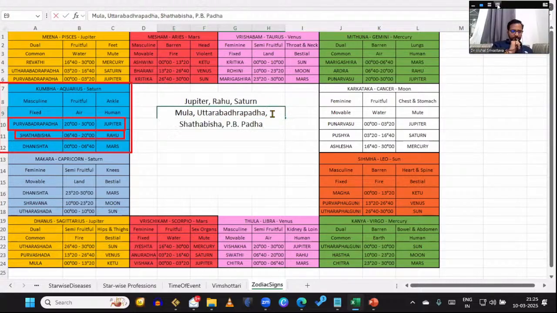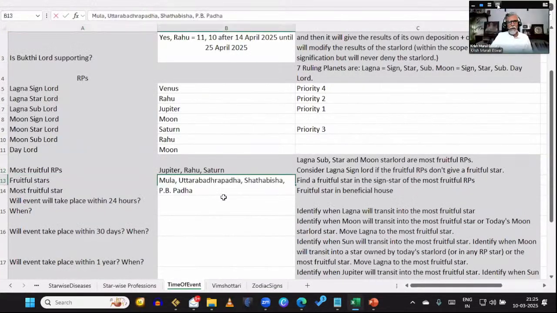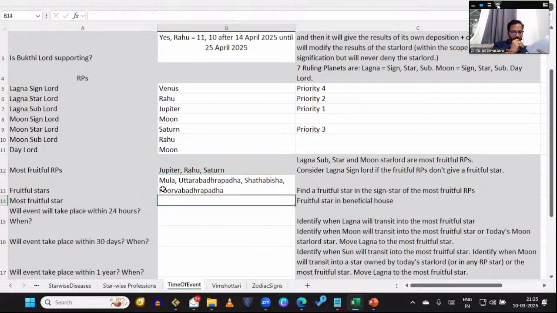So these are the 4 fruitful stars in which the event will take place. Correct, sir? So far, is everything clear? Fair enough.